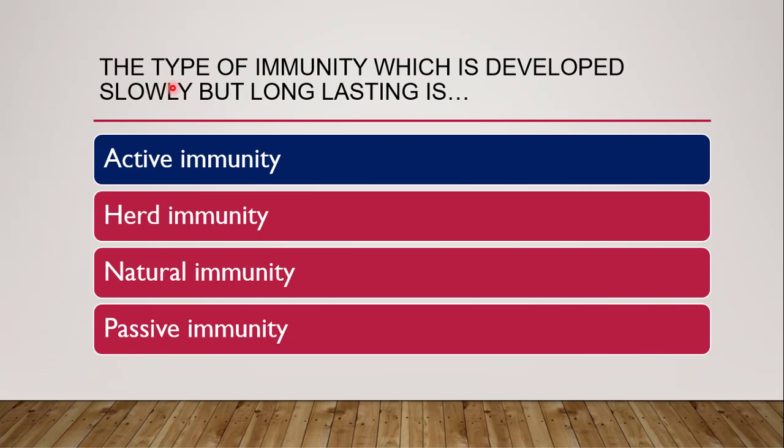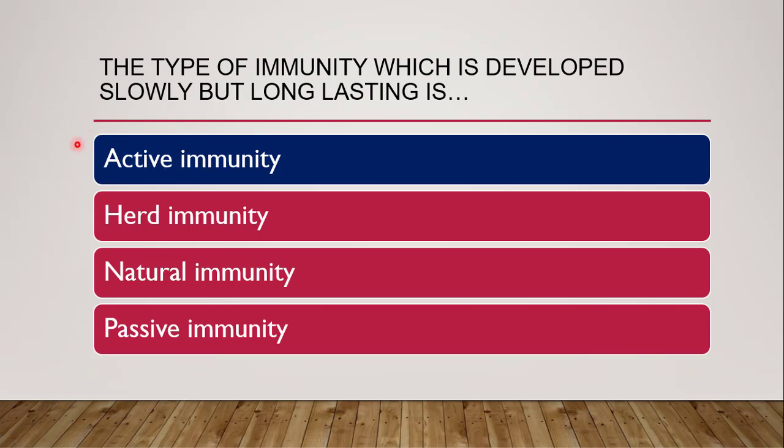So you can remember it this way. Automatically you will remember about the passive immunity if you remember one. So the trick is SALA: slowly, active, long lasting. S-A-LA. So SALA: slowly, active immunity, long lasting.